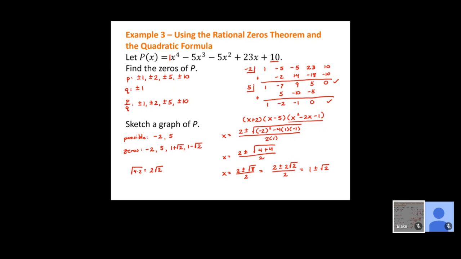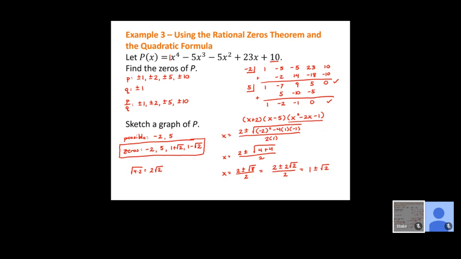But again, in this case, we were just looking for all the zeros. Here is our list of zeros for that polynomial now. So again, just to recap, always start with P's and Q's, factors of your constant, factors of your leading coefficient. Do your division to get your list of P's over Q's. That's your possible rational zeros.